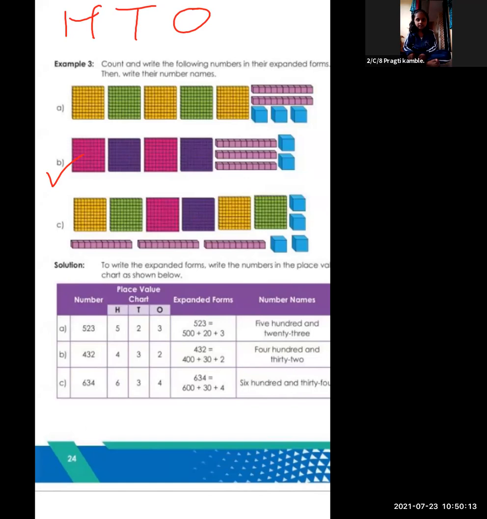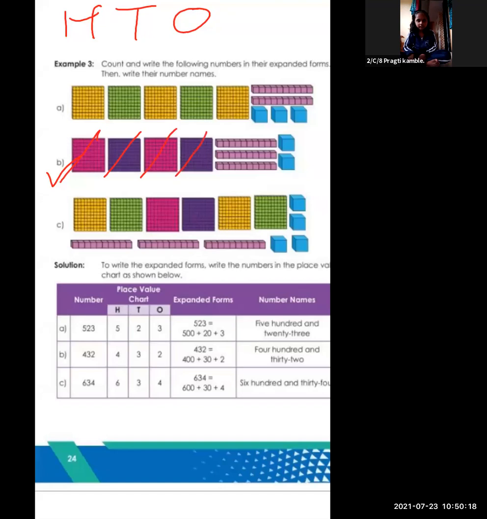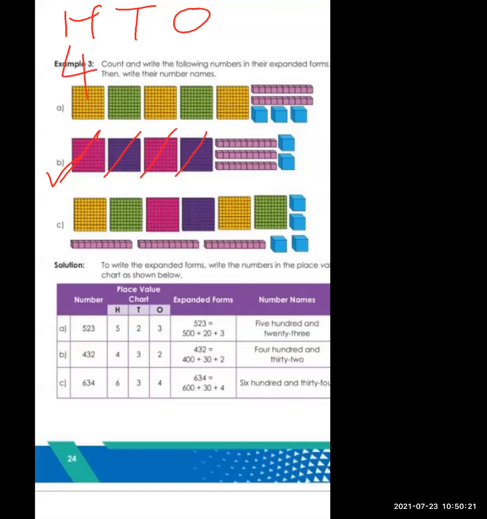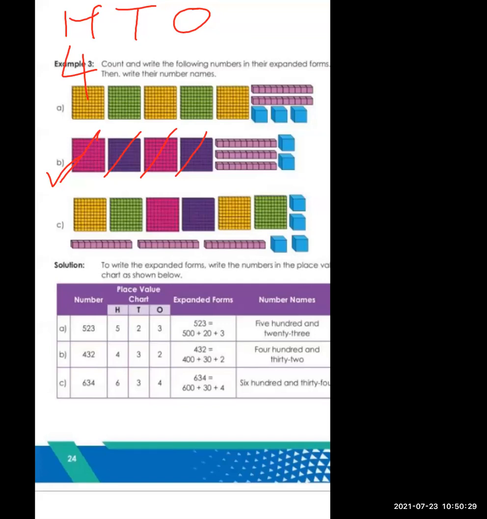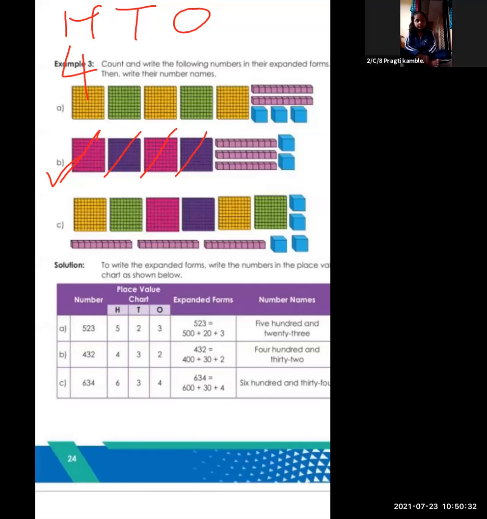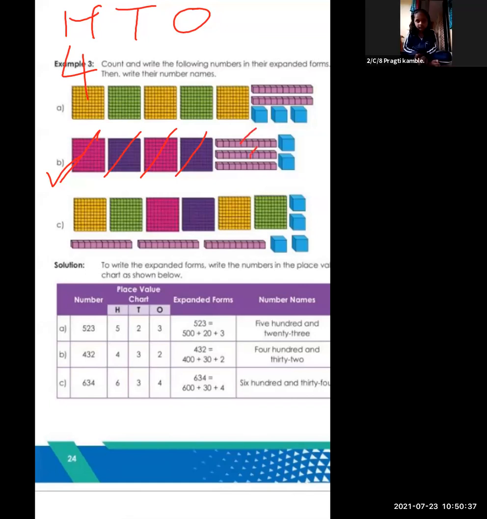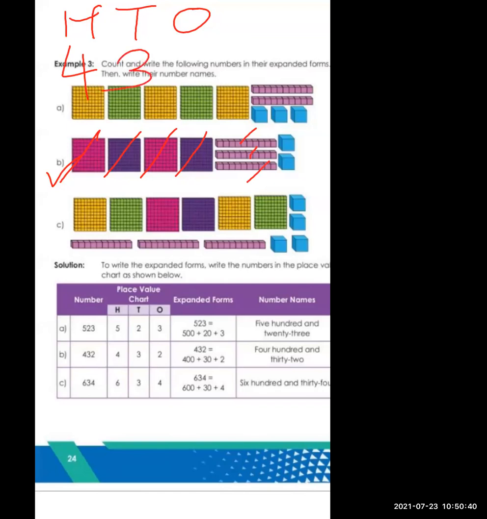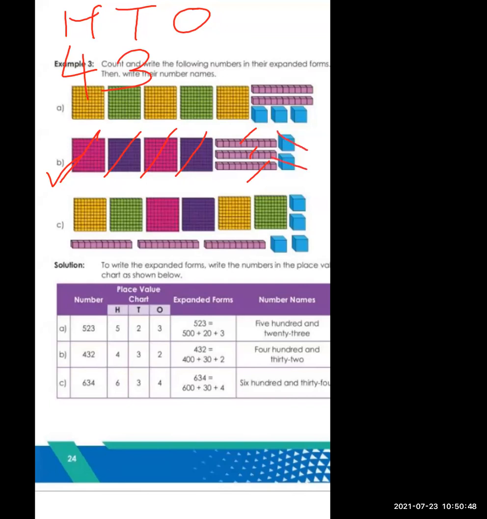400. Yes. 1, 2, 3, 4. So how many hundreds are there? 4 hundreds are there. And just count how many tens are there. कितने tens है? 3. Count करो. Yes. 1, 2, 3. 3 tens are there. And how many ones are there? 2. Yes, there are 2 ones.